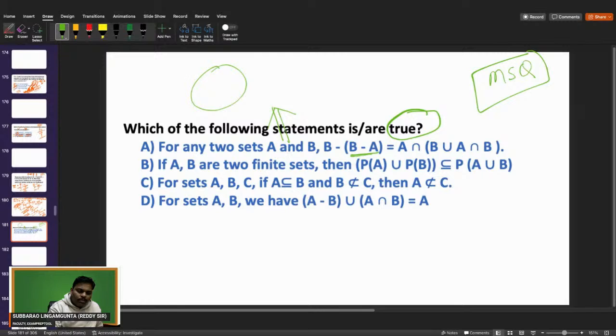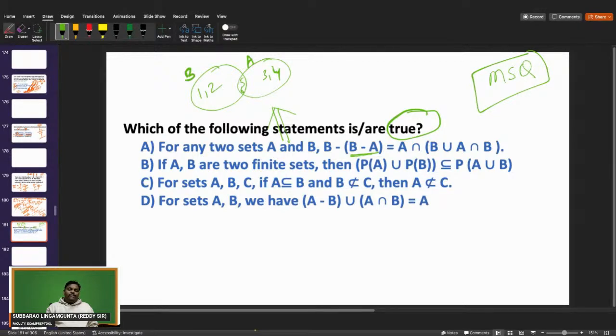It may be 1, 2 here. It may be 3, 4 here. It may be 5, 6. Right? Let us assume B here, A here. You can verify. B minus A: 1, 2, 5, 6 minus. Right? B people but not A people. Then the answer is going to be 1, 2. That is B minus A.